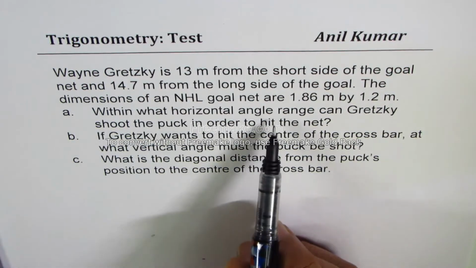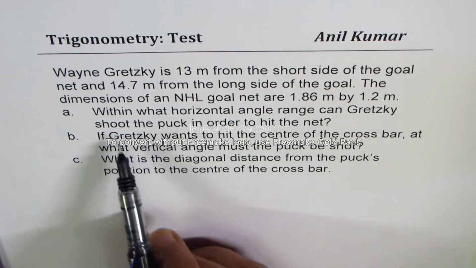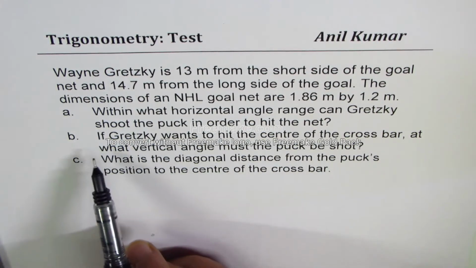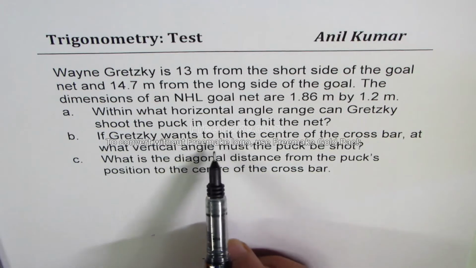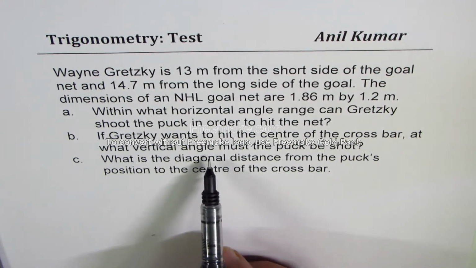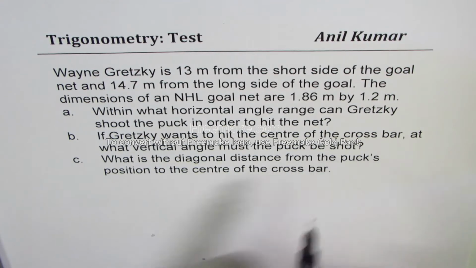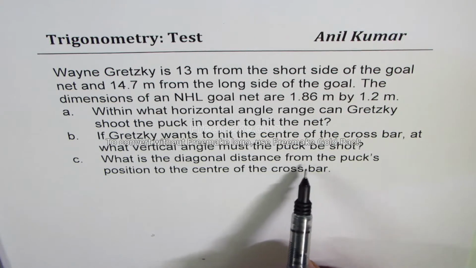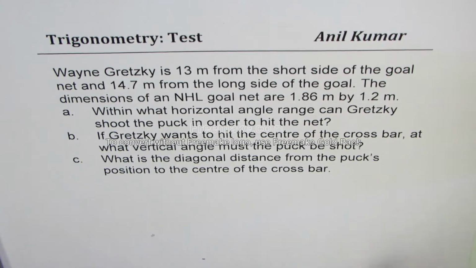Within what horizontal angle range can Gretzky shoot the puck in order to hit the net? Part B is, if Gretzky wants to hit the center of the crossbar, at what vertical angle must the puck be shot? C is, what is the diagonal distance from the puck's position to the center of the crossbar? So that's the question. You can always pause the video, answer the question, and then look into my suggestions.